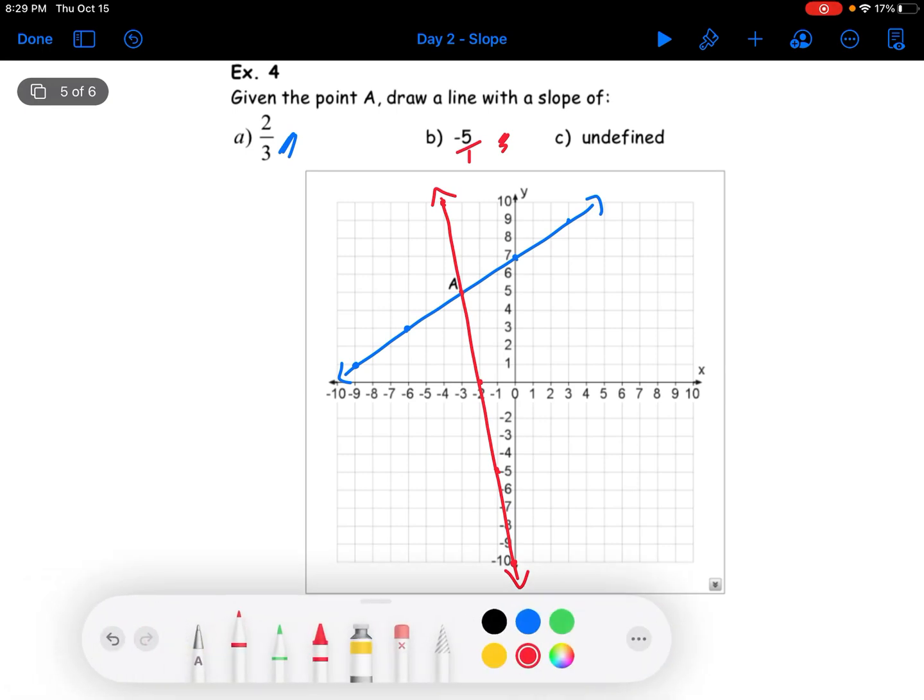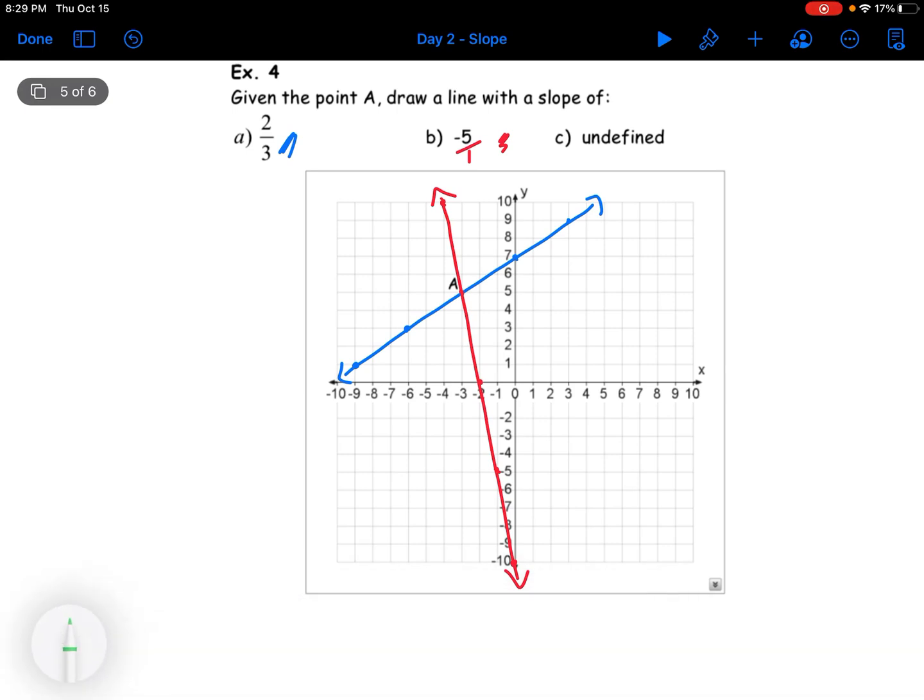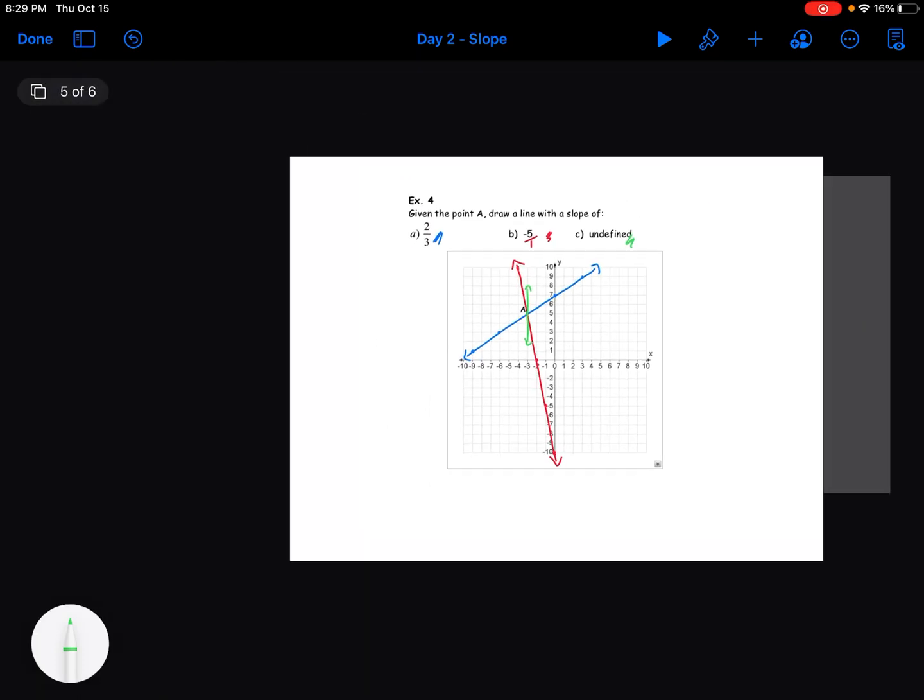Now an undefined slope, remember, undefined slopes are always vertical. So all I'm going to do is go to A, and I'm going to just draw a straight vertical line at x equals negative 3. And there's my undefined slope.